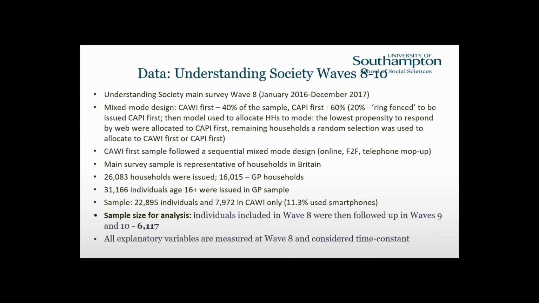The data we used for the analysis is Understanding Society data, waves 8 to 10. I'm not going to talk a lot about this because I'm pretty sure that many of you are familiar with this data set. Just to mention that at wave 8, 40% of the sample was collected online, and that was the first large enough sample which allowed us to investigate data quality in a mixed device online survey. Later waves had an even higher proportion of the sample collected online. The sample size for this analysis was 6,117 individuals, who were included in wave 8 and then followed up in waves 9 and 10. All explanatory variables were measured at wave 8, and we know that this is a limitation because some information might have changed between waves, but we consider them time constant for this purpose.